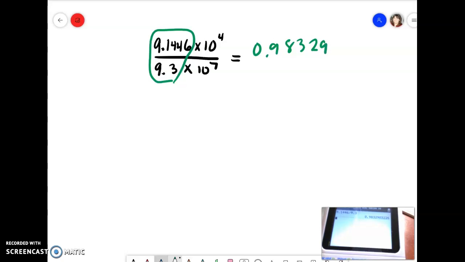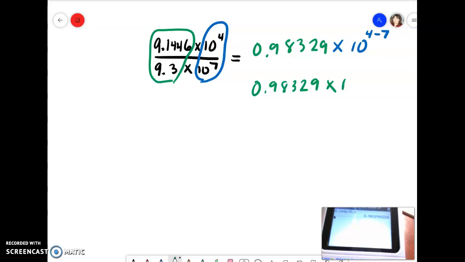And then I can take this portion, so I'll say times 10, and then I take the exponent and I subtract. I take the numerator exponent, I subtract the denominator exponent. So now I see this times 10 to the negative 3.